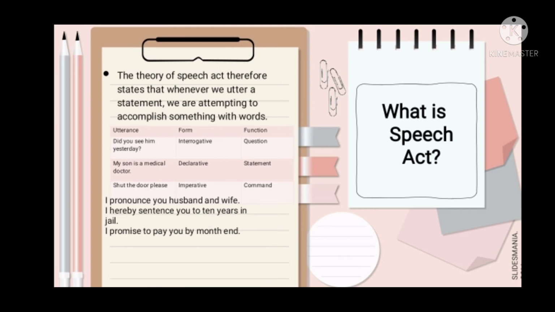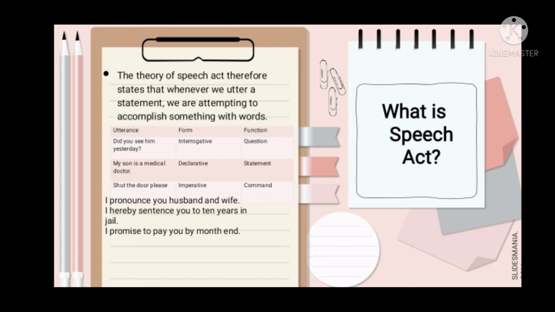And the last example is, I promise to pay you by month end. This message came from the debtor to someone whom he owes money or something that he borrowed. It is a promise. When we say promise, it can or cannot be attained at the end or on the succeeding days.